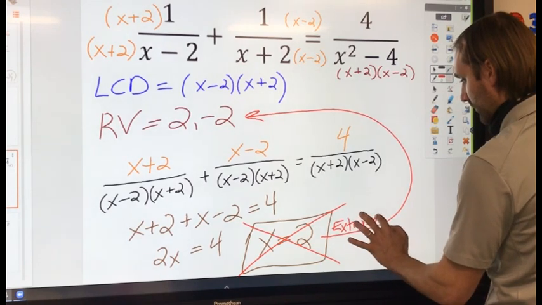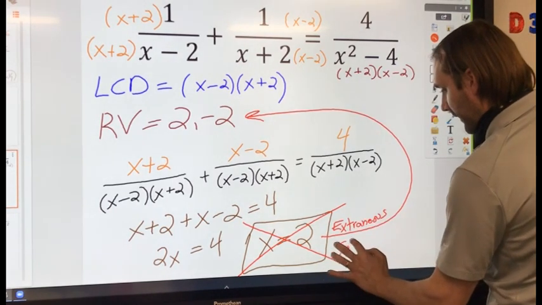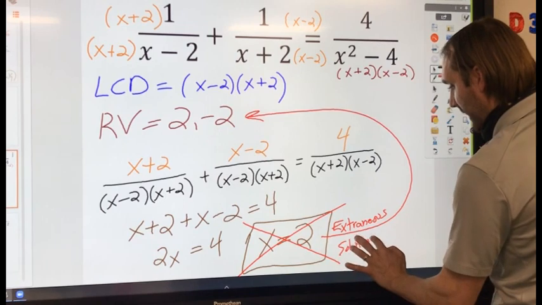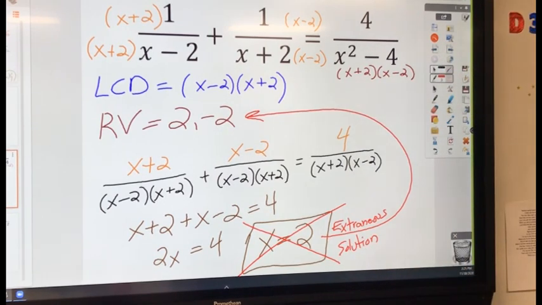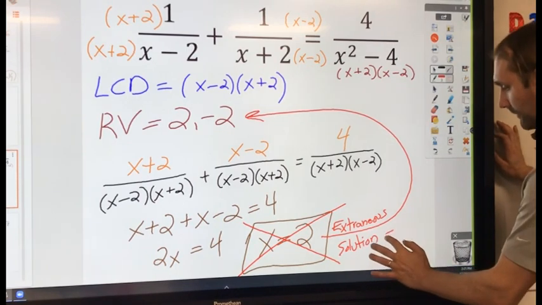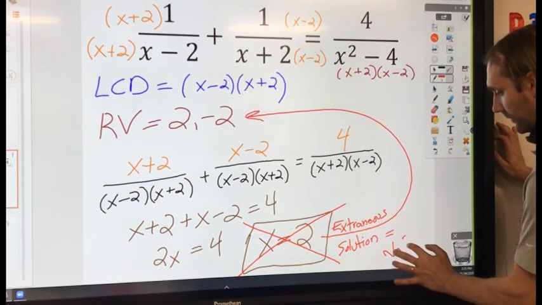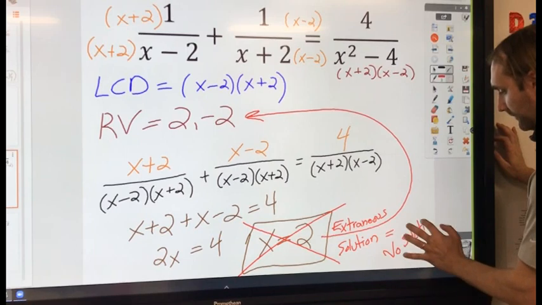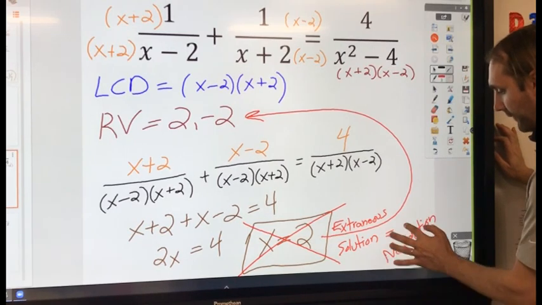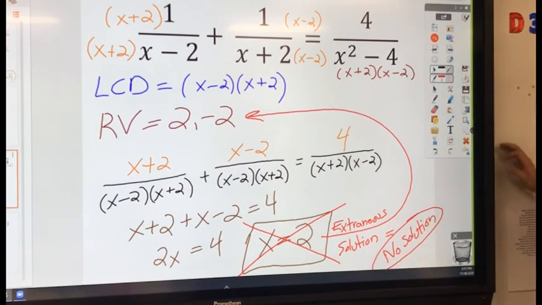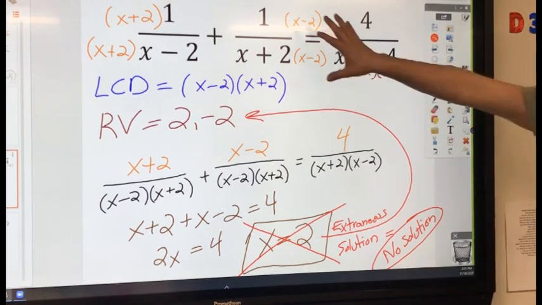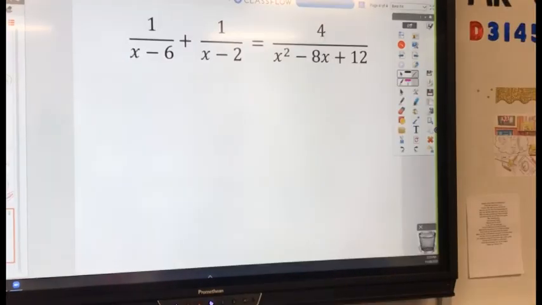Okay. So the answer I got, I have to throw it away. Therefore, my solution is no solution. Very good. No solution. I could not find any value for x that will come out and make this true. There is no solution.